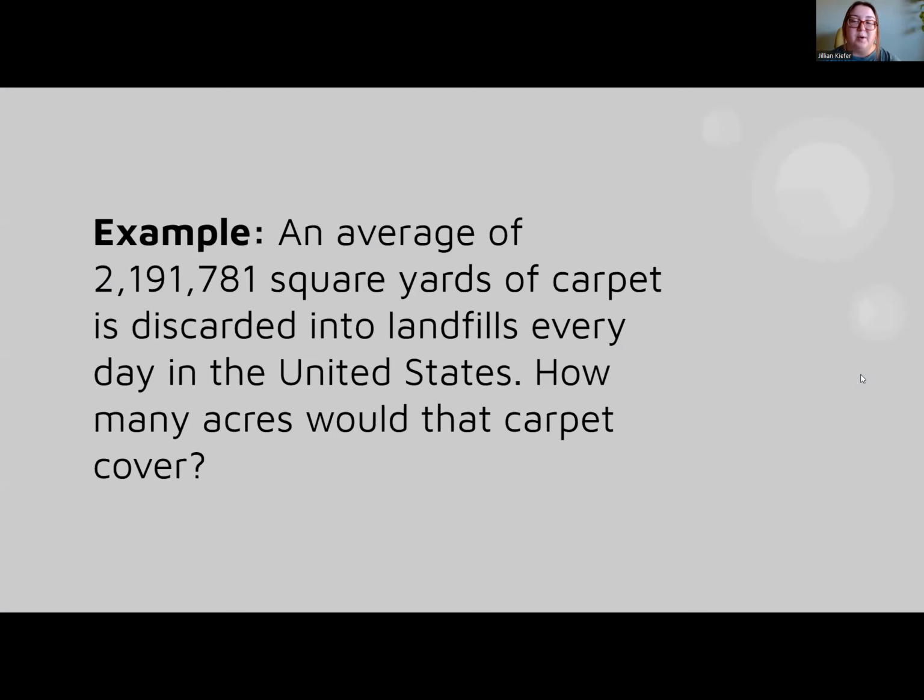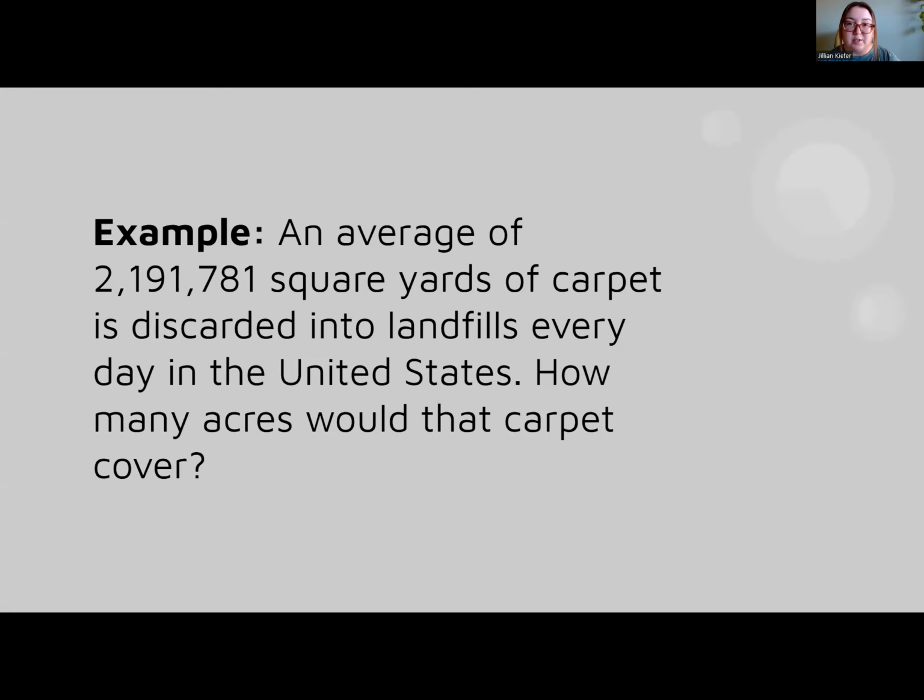Now we'll do an example all together. We have an average of 2,191,781 square yards of carpet discarded into landfills every day in the United States. How many acres will that carpet cover? So in this case, we want to go from square yards into acres.